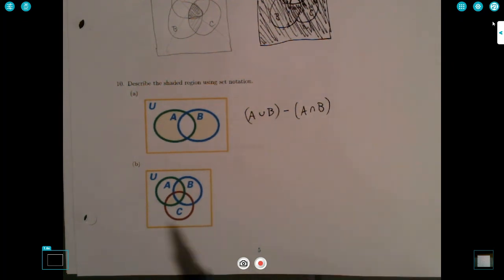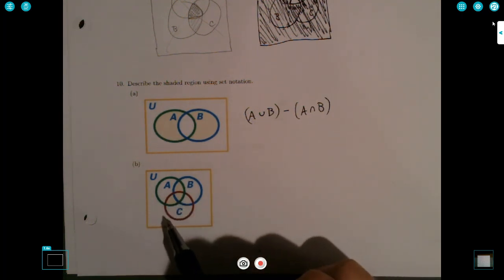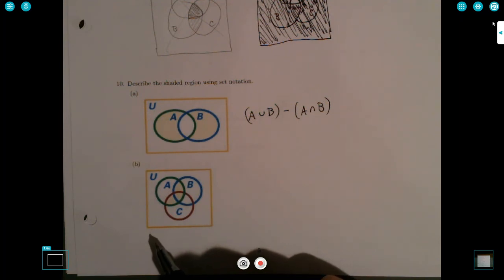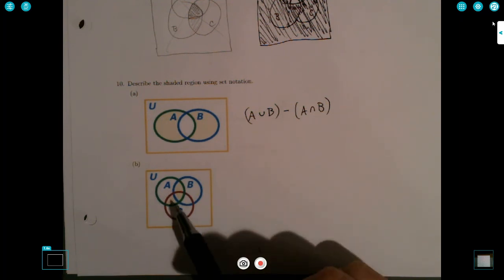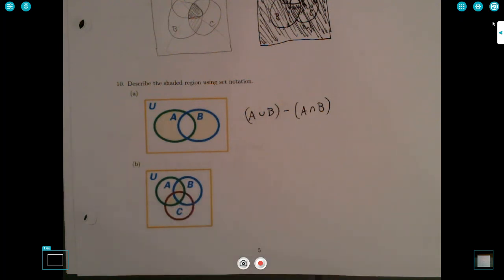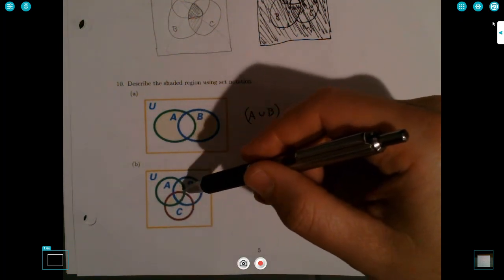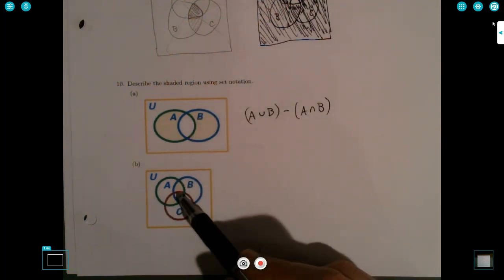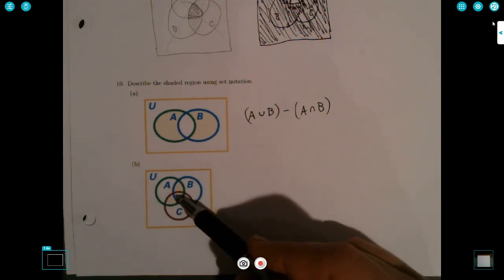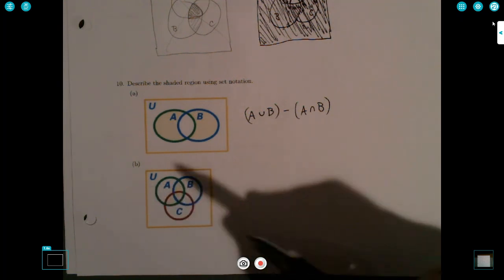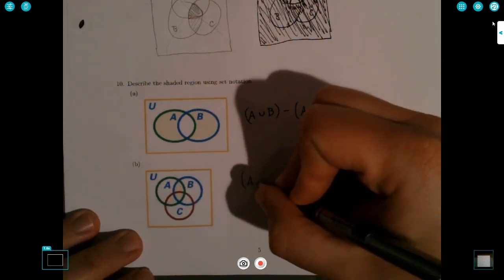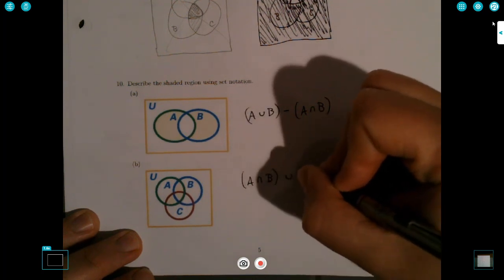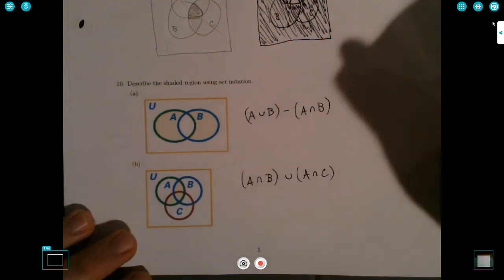Okay? What about part B? Man, when you get 3 circles in there, it starts to get really, really confusing. But let's see. What do we have shaded in here? So we've got this region, and this region. So what would that be? Well, this region looks like A intersect B. This region looks like A intersect C. And then it looks like we're combining those two. So I would do a union. I would say A intersect B union A intersect C for that one.